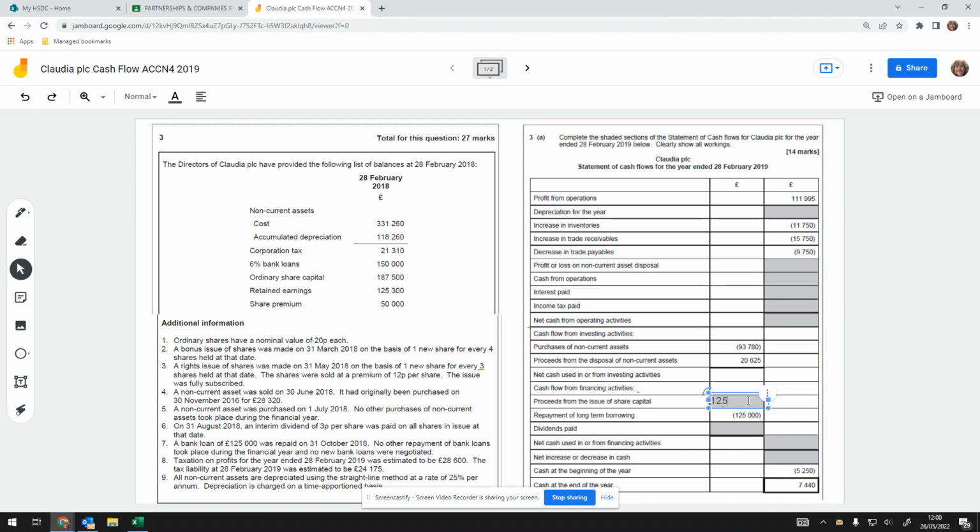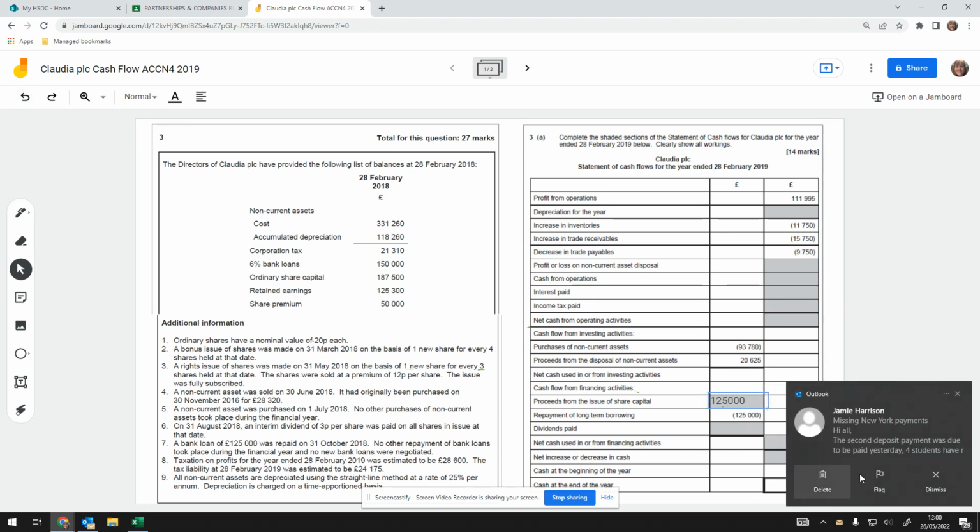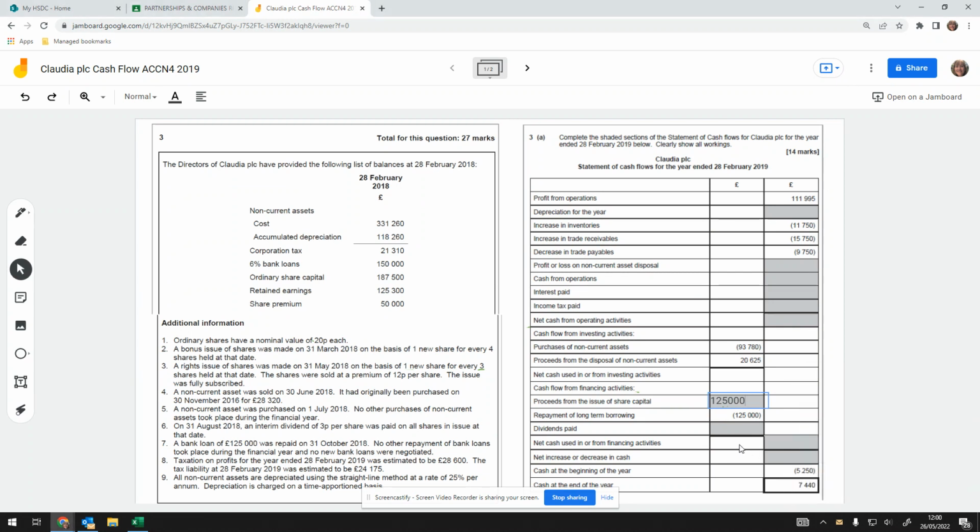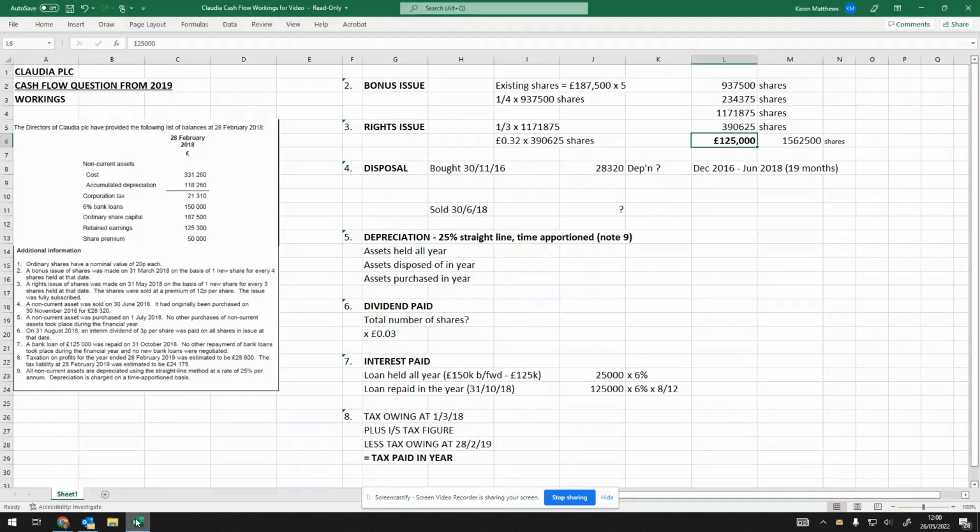So 125,000, and like with a lot of things to do with accounting, we don't necessarily have to do things in exactly the right order. So don't worry about trying to find depreciation for the year. We can just pop the figures in as we know about them. Right, so then we've got number 4.